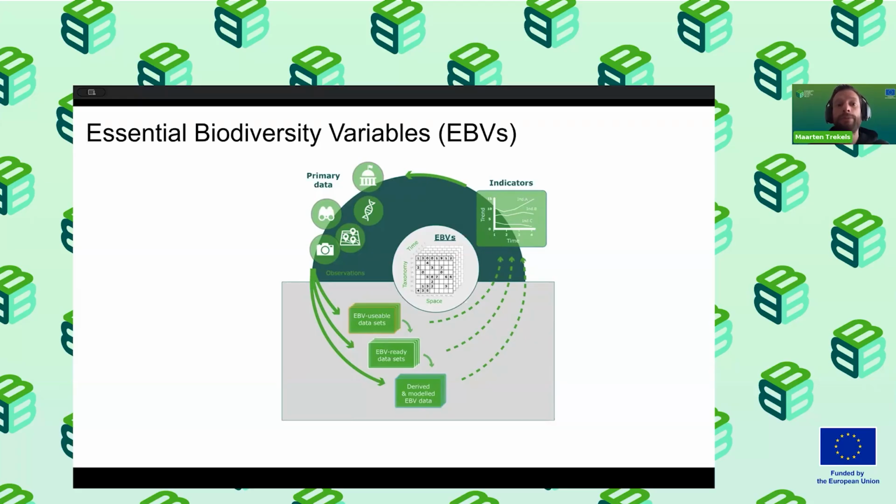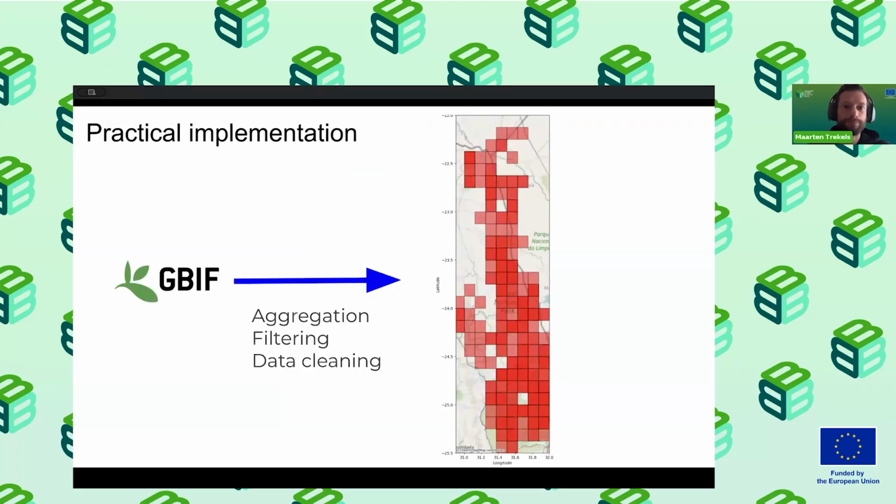So this is the main concept, and when I present the B3 Alien Python package, I will try to follow this flow a little bit so that you can see how we see this in practice. The practical implementation I'm going to show you starts from GBIF data. We generate a more or less standard data cube, which already includes the aggregation of data, some filtering, and some data cleaning in the process itself.